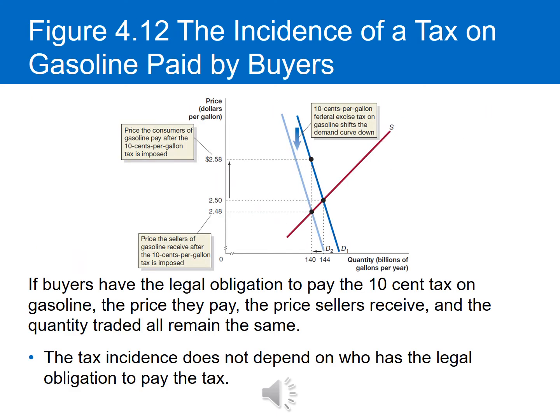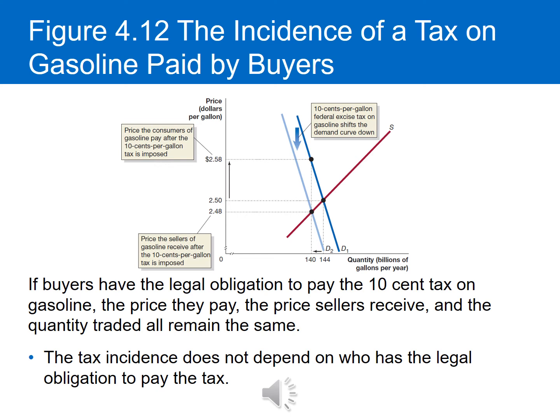Thus far, we had assumed it was the sellers that were actually physically paying the tax. Let's assume it's the buyers in this case and see what the difference is. So initially, the equilibrium price was $2.50, and at $2.50 per gallon, there were 144 billion gallons of gasoline being sold per year. So the same exact equilibrium condition as before, we have the same exact initial supply and demand curves. If the buyers have the legal obligation to pay the 10-cent tax on gasoline, everything is going to remain the same.